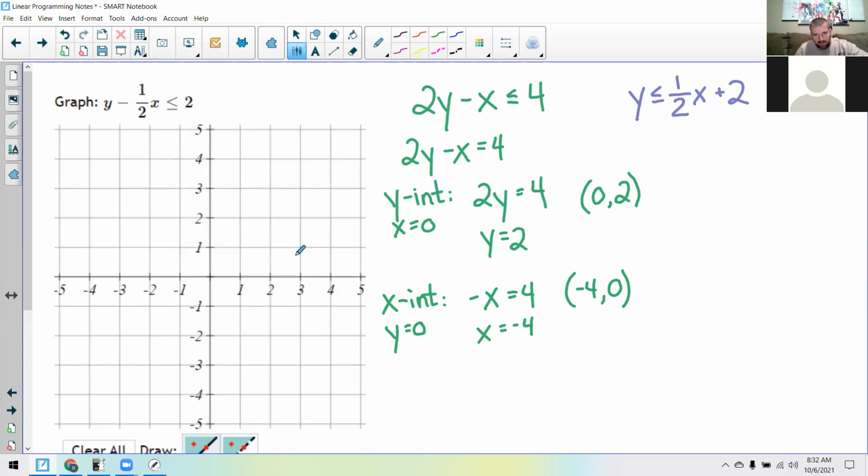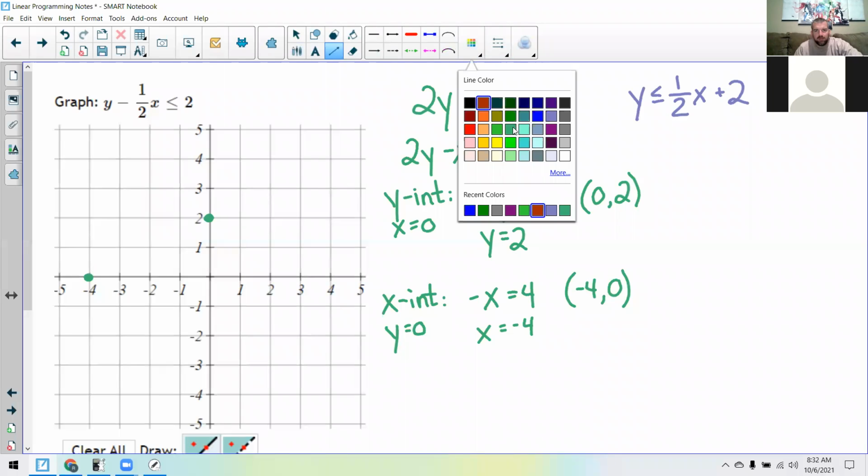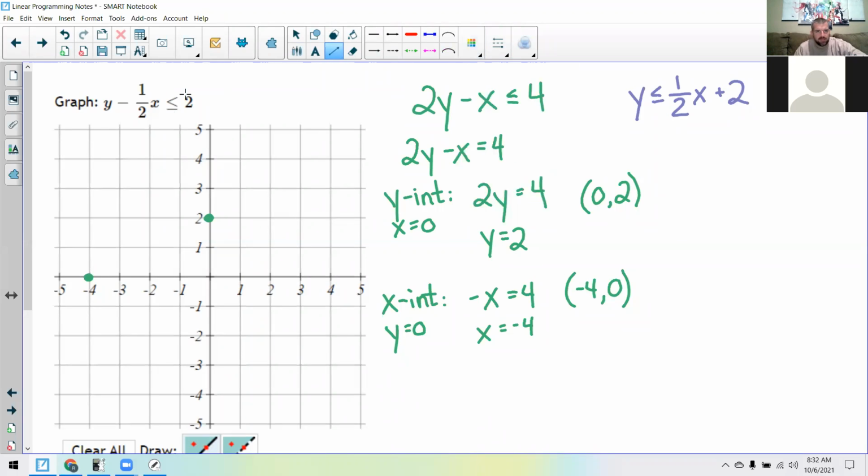I'm just going to copy this stuff over to here, and then I'll show you how to graph it. So I'm going to plot my y-intercept, which is (0, 2), right here, and (-4, 0), right there. These are going to be connected by a solid line because it's less than or equal to. So I'm going to connect that. There's my boundary.